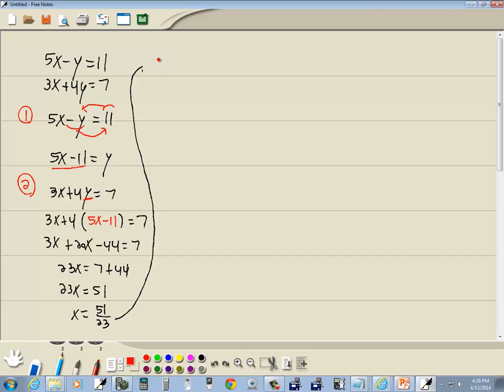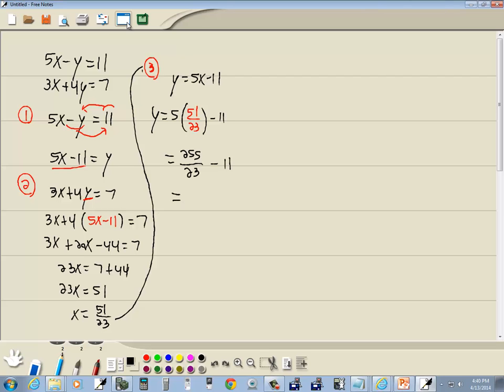Step 3. Plug this into the equation from step 1 and solve. Our equation from step 1 is already solved for y, so that's a perfect one. We got y is equal to 5x minus 11. We just said x is equal to 51 over 23, so there's going to be 5 times 51 over 23, plugging this in for the x, minus 11. That's going to give us 255 over 23 minus 11.